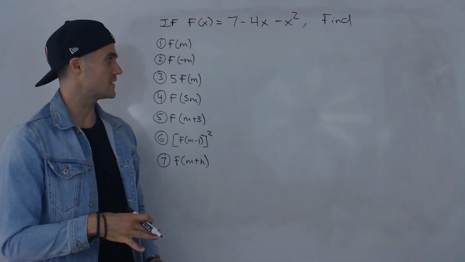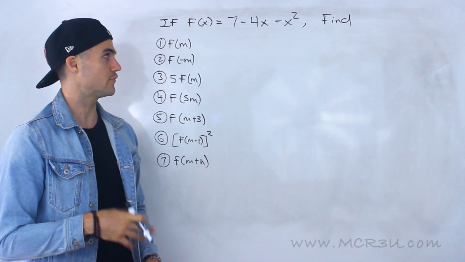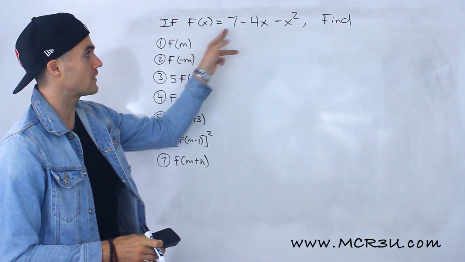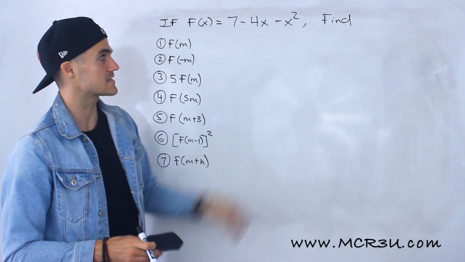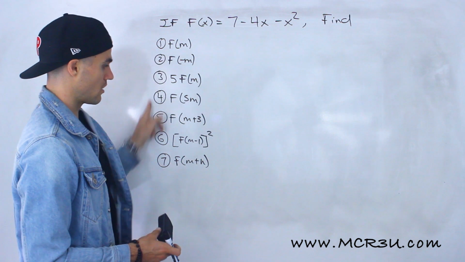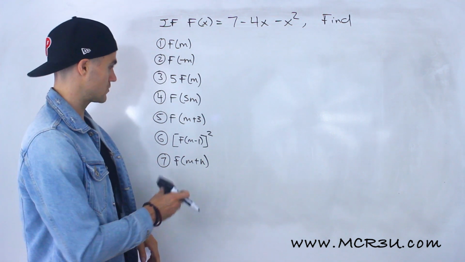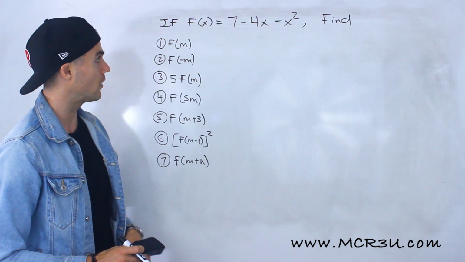Patrick here. In this video we're going to practice some function notation. Given that f of x equals 7 minus 4x minus x squared, we've got to find all of these expressions over here. There are 7 of them. Let's go through them one by one.